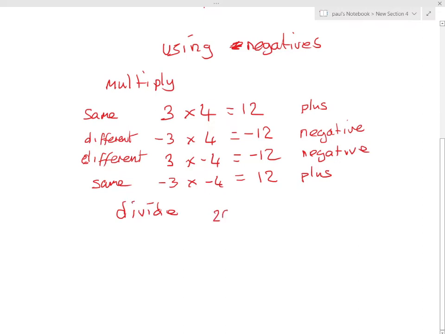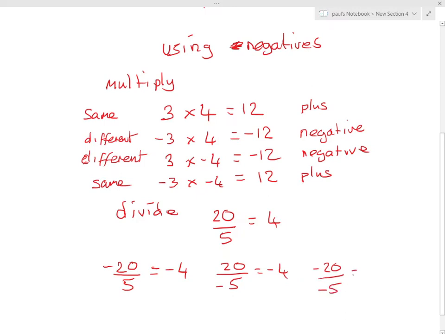So if we have 20 divided by 5, 20 over 5, I'll write it this way. They're both positive, so we're going to get a positive 4 as an answer. If we get minus 20 divided by 5, they're different signs, so we get minus 4. 20 divided by minus 5, different signs, minus 4. Minus 20 divided by minus 5, same signs, positive 4.